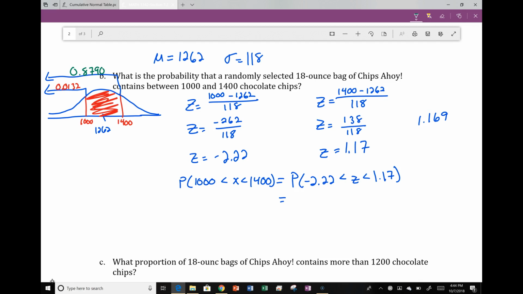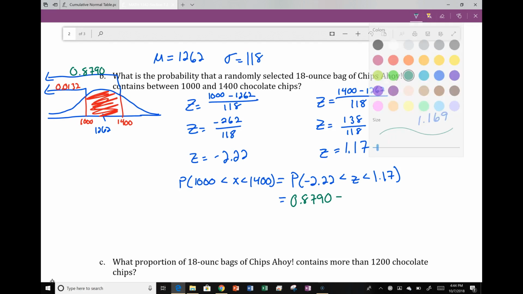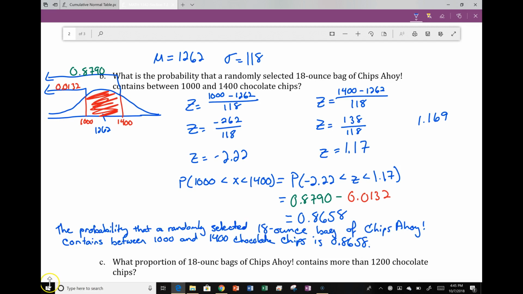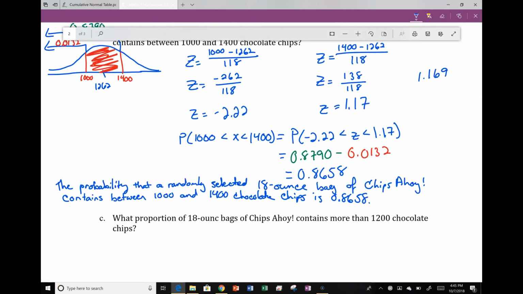I want in between these two, so I have to do some subtracting. I'm going to take the larger value, 0.8790, and subtract the smaller value from it, 0.0132. When I do this, I should get a positive value of 0.8658. So the probability that a randomly selected 18-ounce bag of Chips Ahoy contains between 1,000 and 1,400 chocolate chips is 0.8658. I had two separate values, and I simplified those down into one value with subtraction.